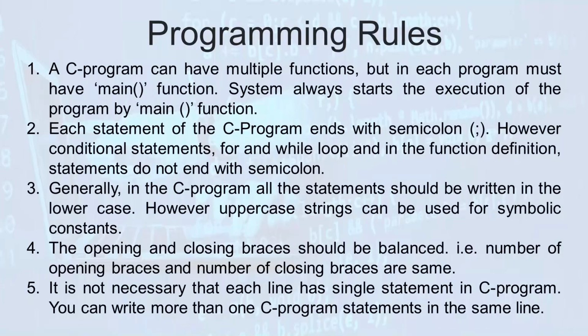Generally, in a C program, all the statements should be written in lower case. The C programming language is case sensitive. That means you have to write all the code in lower case. However, an uppercase string can be used for a symbolic constant. In the example, we have defined minimum using MIN, so that is written in capital letters, right? So you can use uppercase, but only for symbolic constants.